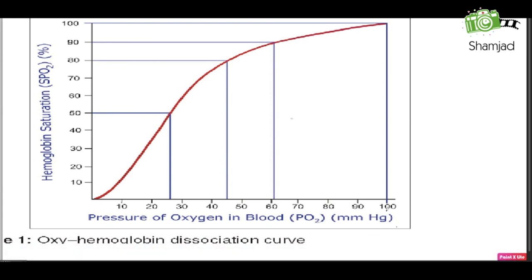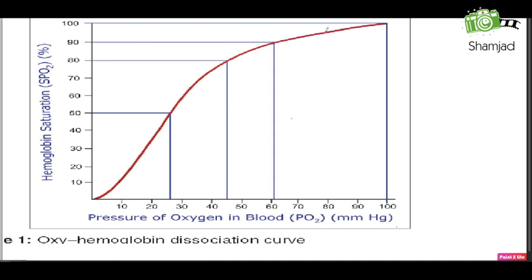Okay, so here, let's suppose we start at a PO2 of 100. The SpO2 is 100 here. Once it moves down, as the PO2 declines, the hemoglobin saturation declines as well. So let's suppose here it is 60, and the SpO2 has declined to 90%. Okay, from 80 to 100, we will not see much difference here.